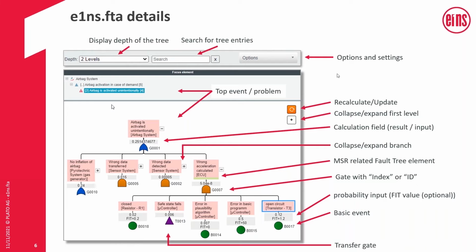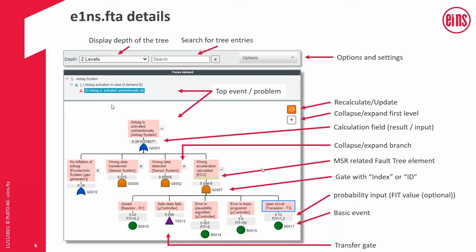Of course, we have the ability to set up different options for the module. We can recalculate our probability values every time when we did some changes. We can collapse the full tree and so on. Of course, we also can collapse, like it's done here, single branches within the tree. So it's easy for the team to follow where you are working, just to focus on that branch you are really working on.